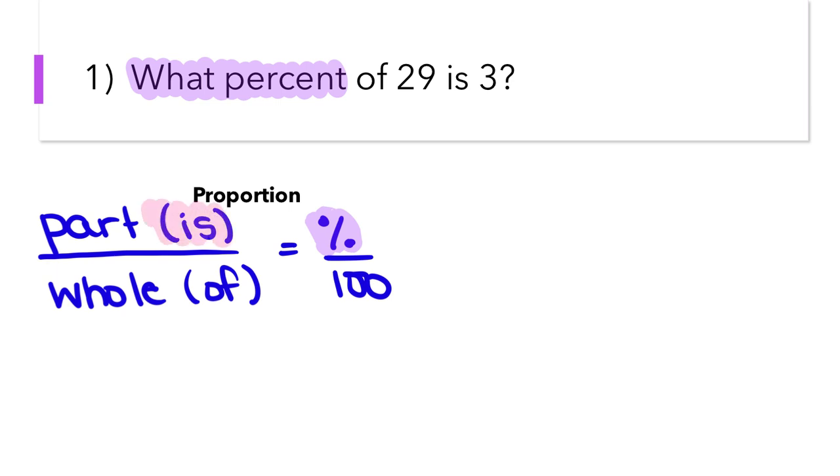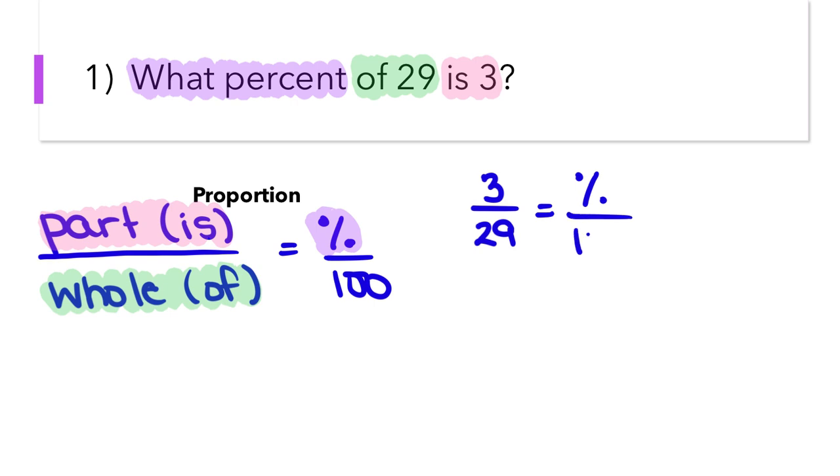All right. The part is going to be with the word "is." Which number is identified with "is"? 3. The 3, very good. And then the whole is identified with the "of," 29. The 29. Very good. All right, so I know which piece goes where. Create the proportion, and we end up with 3 over 29 is equal to percent over 100. Very good. See, I already had that. That was beautiful. So proud.